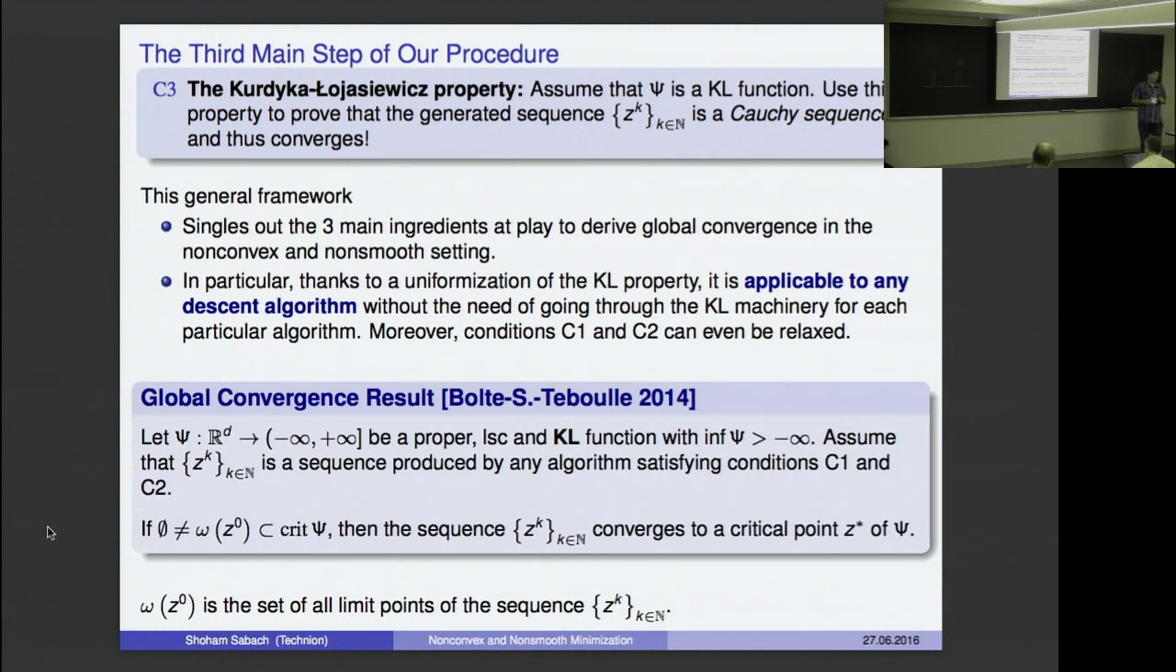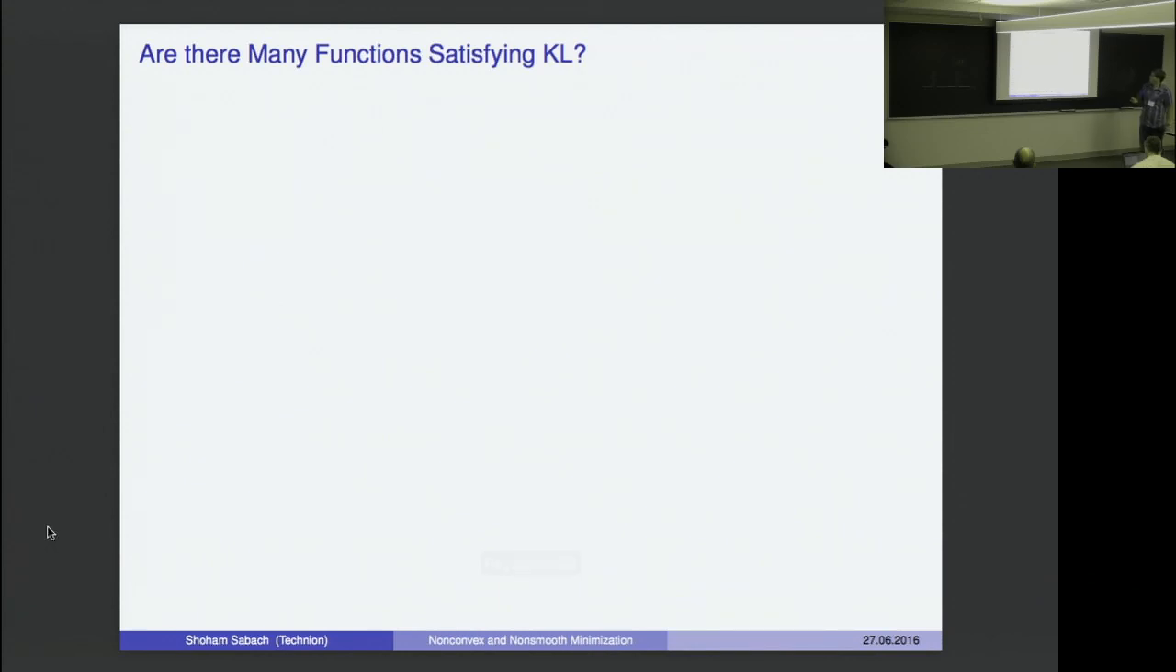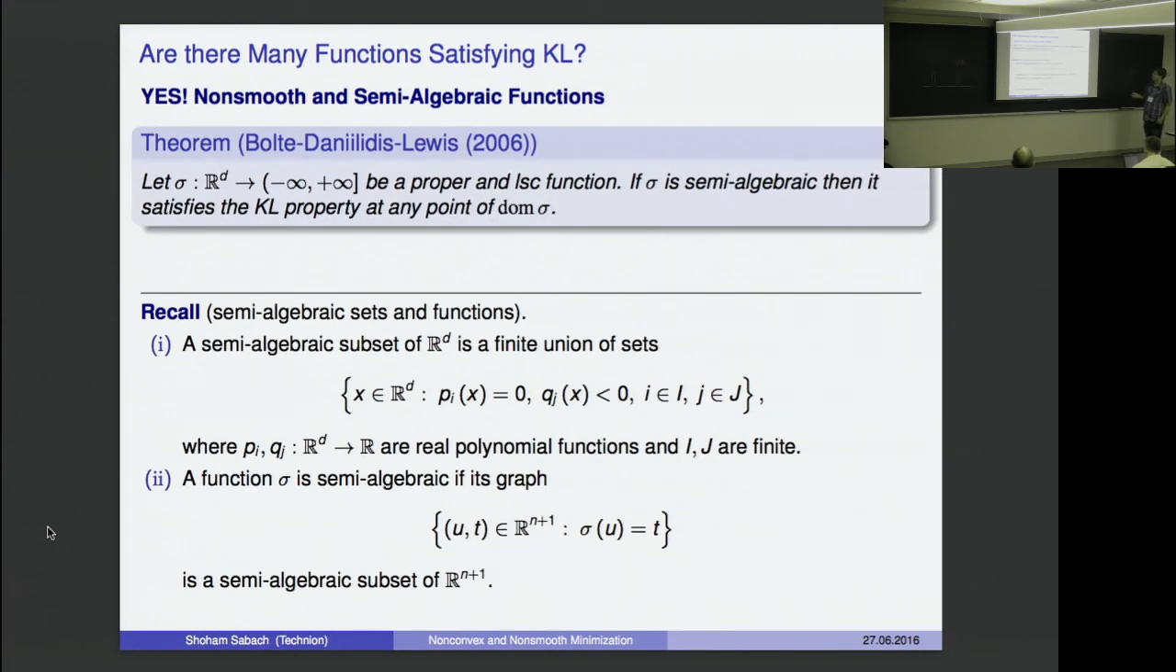Since the KL property is quite an involved mathematical tool, I will not get into much detail on that, but I want to convince you that KL functions often appear in optimization. So I would like to answer the question: are there many KL functions? The answer is yes. It's based on the following important result of Bolte, Daniilidis and Lewis. They showed in 2006 that any proper lower semi-continuous function which is semi-algebraic satisfies the KL property at any point of the domain of the function.